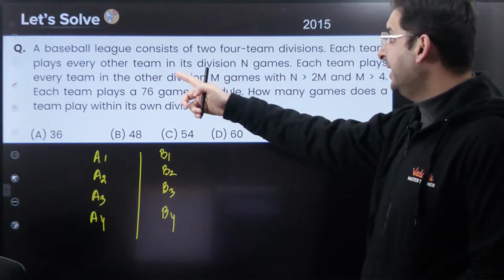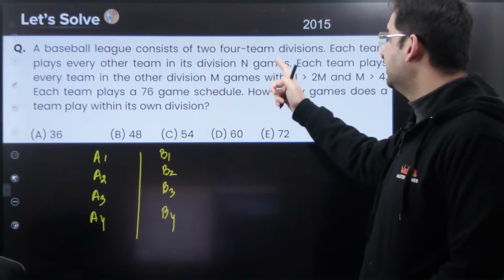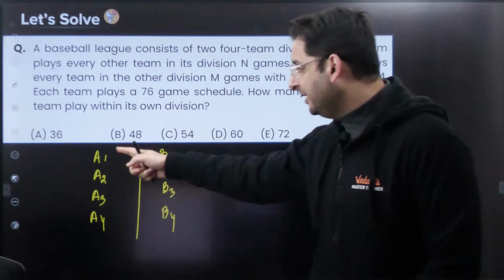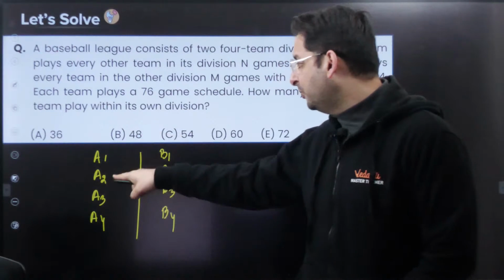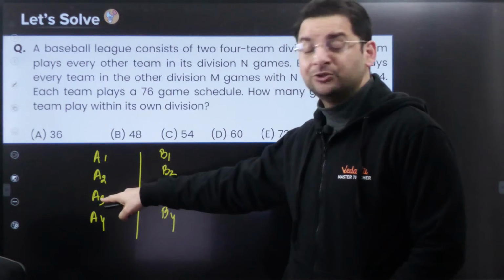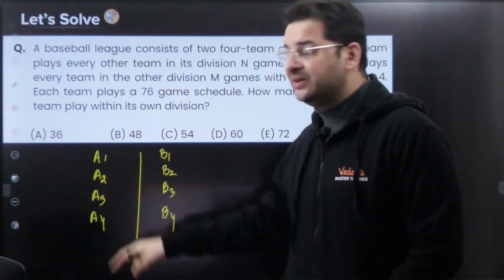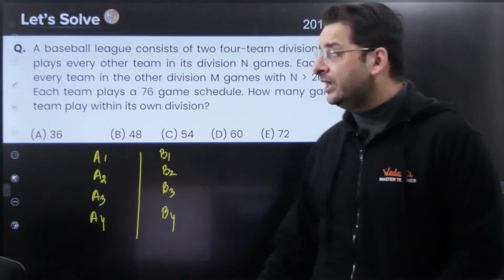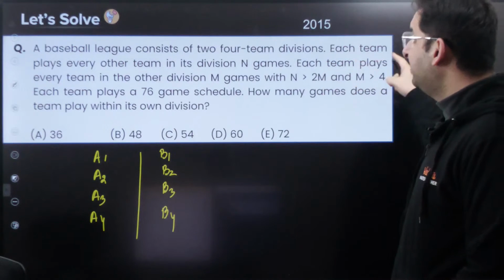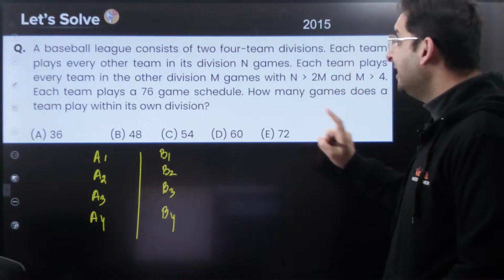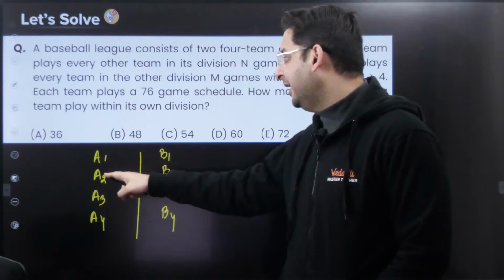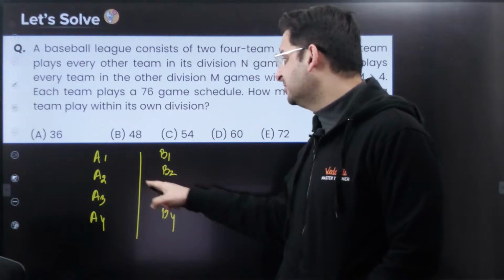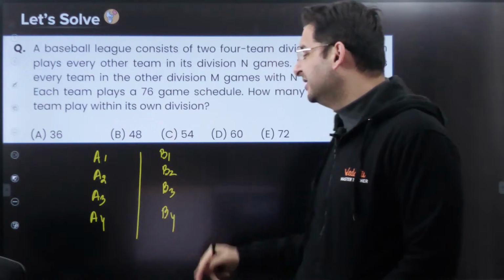Each team plays every other team in its division n games. So every team is going to play every other team n times. So A1 is going to play with A2 n times, A1 is going to play with A3 n times, A2 is going to play with A3 n times, A2 is going to play with A4 n times. Each team plays every team in the other division m times. So A1 is going to play m games with this, A2 is going to play m with this, B3 is going to play m with this, and so on.